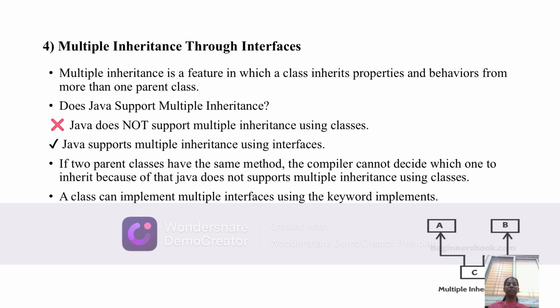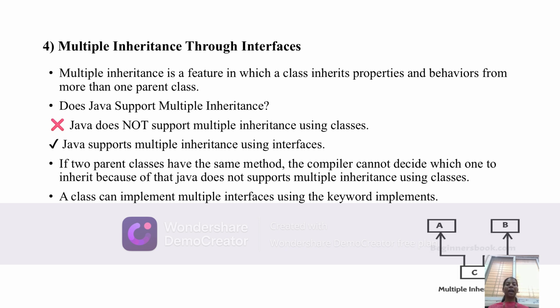Next, multiple inheritance through interface. Multiple inheritance and hybrid inheritance, these two are done through interfaces. In multiple inheritance, there is a feature where there is more than one parent class. And Java does not support multiple inheritance using classes. It supports it using interfaces. If two parent classes have the same method, the compiler cannot decide which one to inherit. That's why Java does not support multiple inheritance using classes.